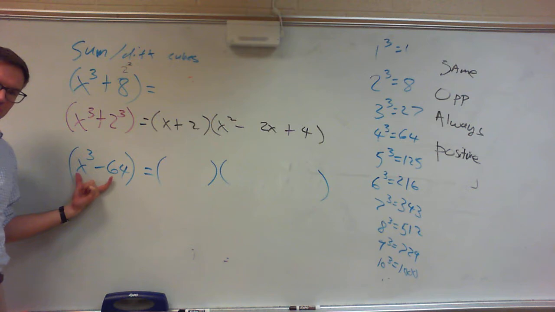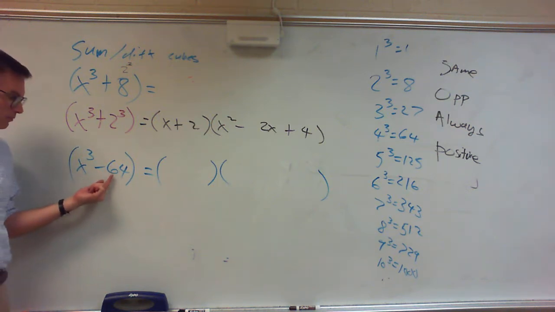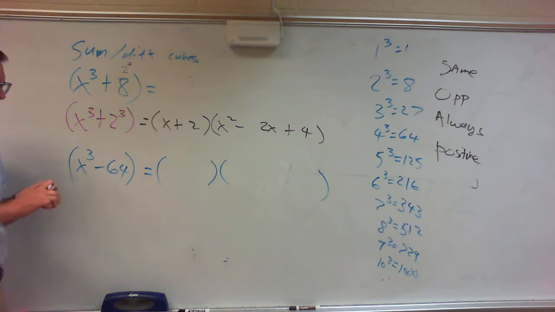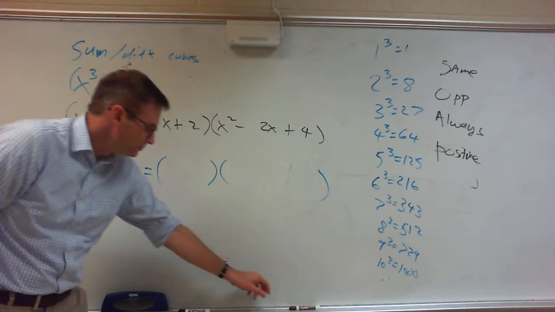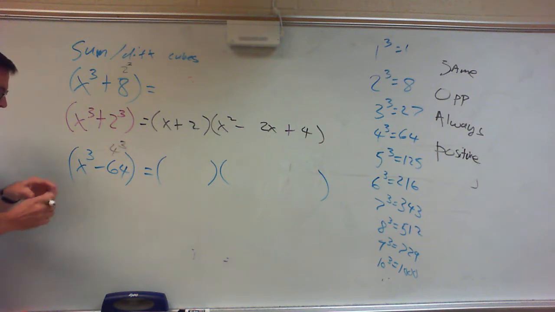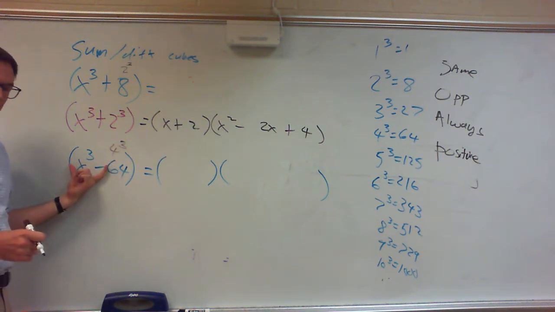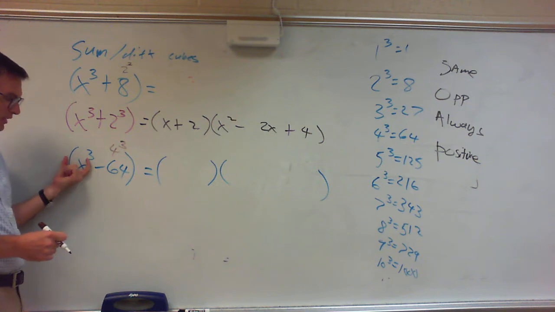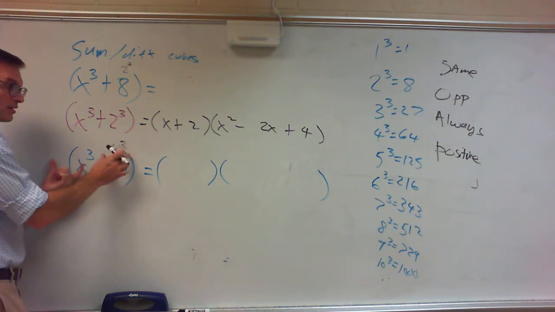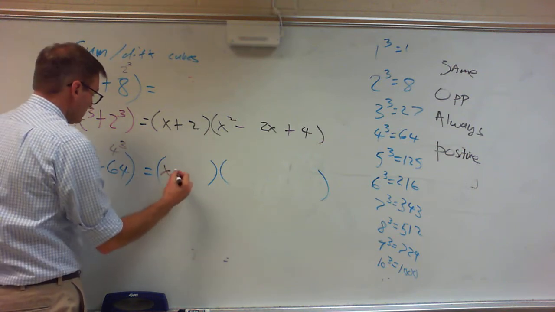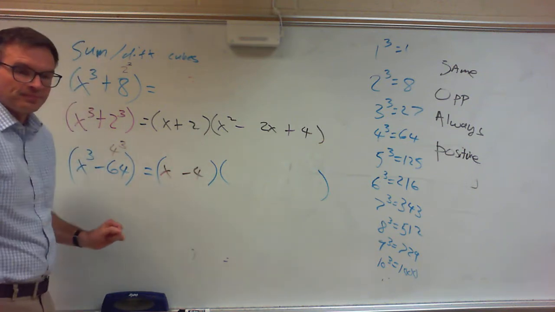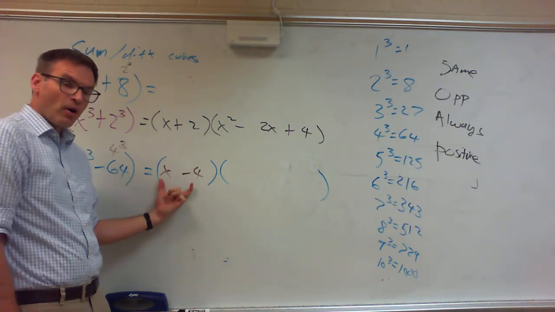When you look at this, you want to recognize that you want to write it as something cubed. I've already got x cubed. Now the 64, I have to recognize that as 4 cubed. So I'm looking at x cubed minus 4 cubed. Now how I get my 2-part is I drop the cubes. I'm going to have x minus 4. Now there's my 2-part thing.